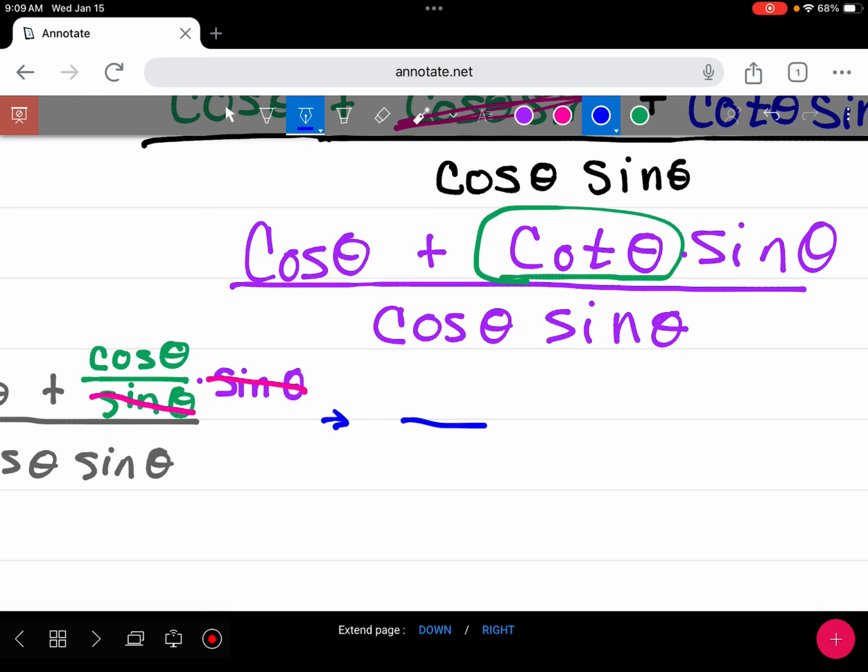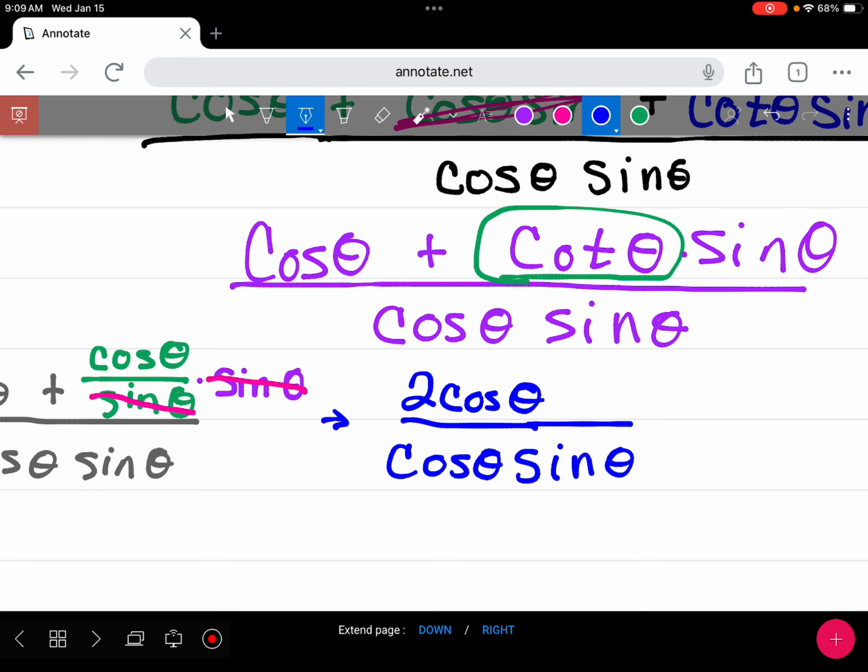So this is going to become 2 cosine theta over, did you say you can't see or something about going to sleep? If we can't see, I can adjust stuff. Sleepiness, I can't help.